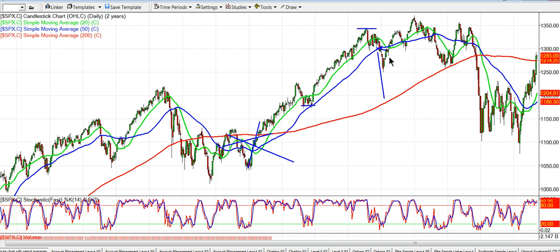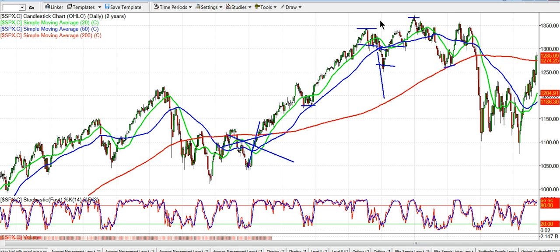But notice we did bounce back up above the 20 and the 50. We created a little bit of an inverted head and shoulders, which gave us this pop up to about 1375, and then again we broke back down to the 20 and the 50, came down to the 200 with a fairly steep angle, and then bounced back up again across the 20 and the 50.